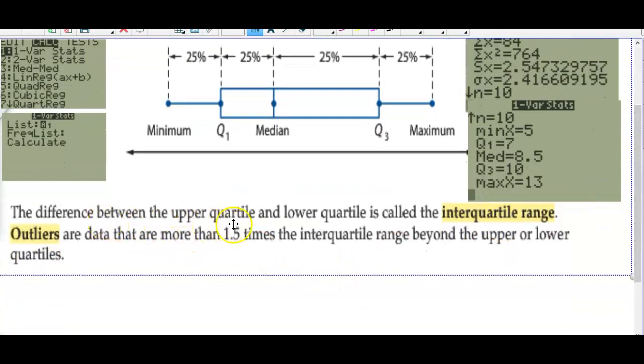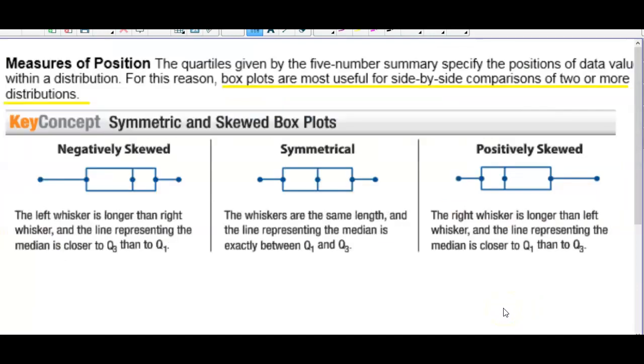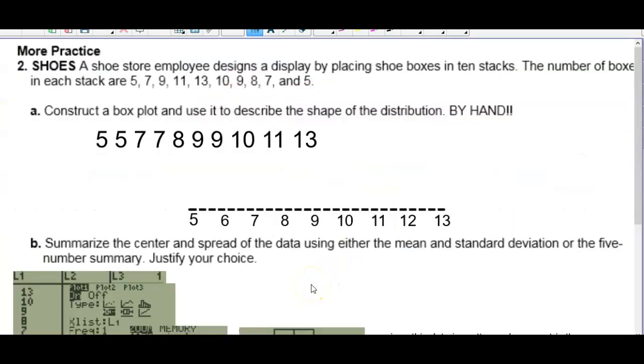All right, the difference is called the interquartile range. We talked about this. It's the width of the box, so from Q1 to Q3. So for this example, 7 to 10 would be a difference of 3. That would be the interquartile range. All right, the quartiles, we already did this. So here's our example.